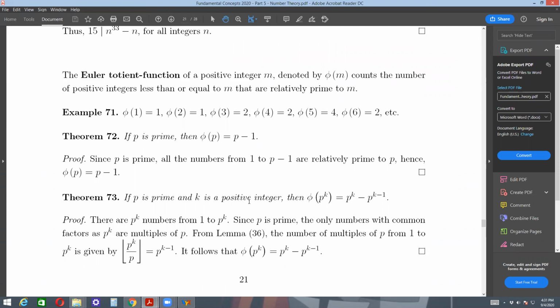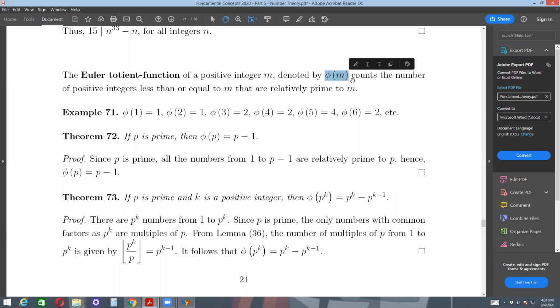All right, 2 more things we're gonna cover here: Euler's theorem and Chinese remainder theorem. Before we cover Euler's theorem, we need to know what this thing is, the Euler totient function. It's defined using the symbol phi of m.